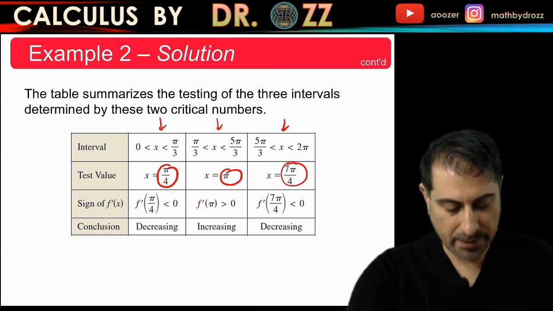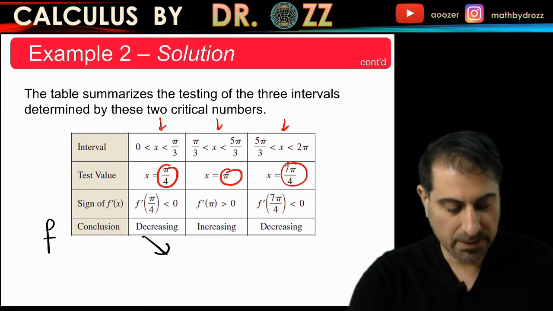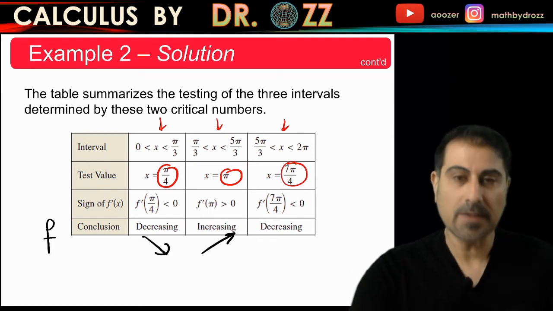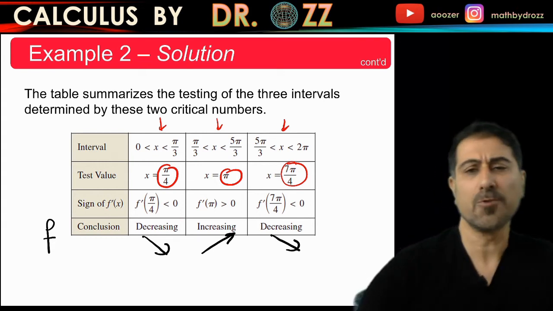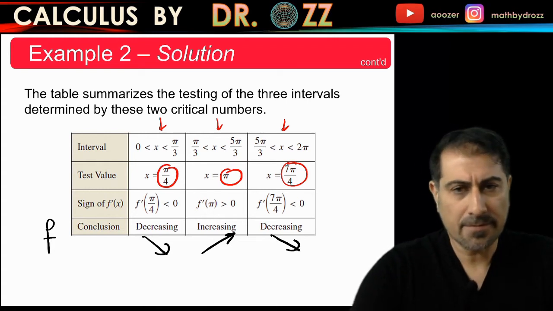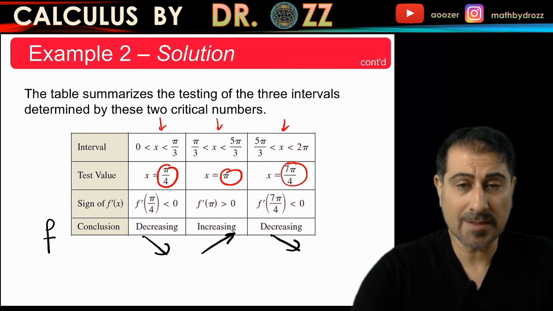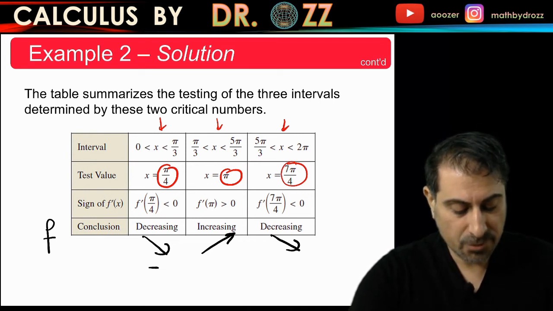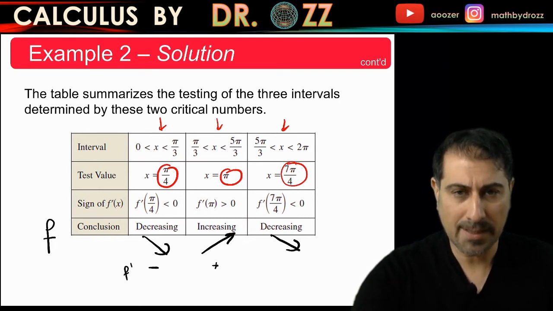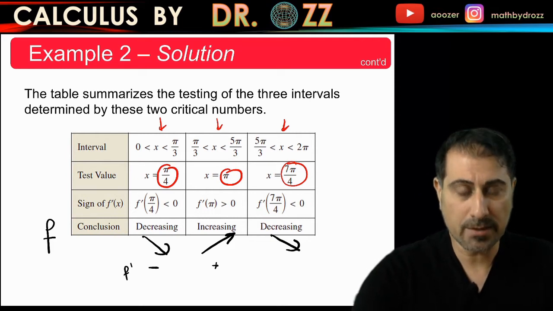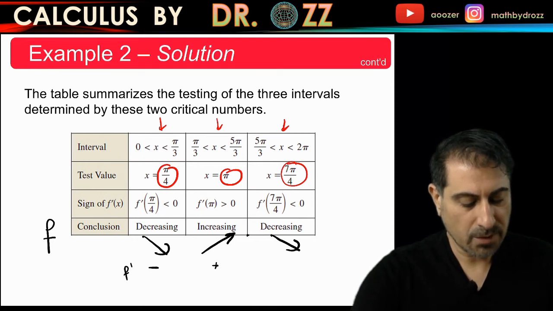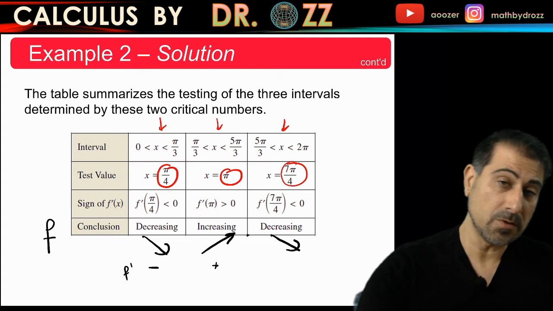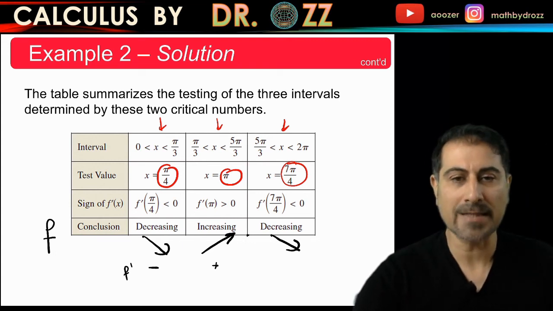So now the conclusion is about f, right? So f is going to decrease on the first subinterval, increase on the second subinterval, and decrease on the third subinterval. And remember what the first derivative test says. If f prime is changing its sign from negative to positive, f prime being negative, and in the second interval f prime turns out to be positive, so we should expect to have a relative minimum. And across this critical point, 5 pi over 3, f prime changes its sign from positive to negative, so we should expect a relative maximum over there.